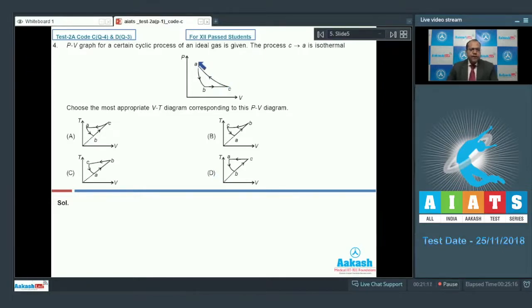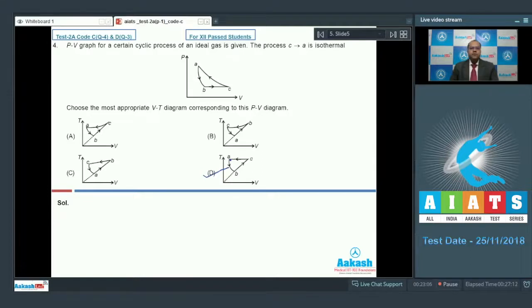Let's check the process from C to A. In the process C to A, it is isothermal. Temperature is constant and the volume is decreasing. This is correct. Here the temperature is not constant, it is also decreasing. So option A is wrong, and option D is correct till now. Then from A to B, it is some process in which pressure is decreasing and volume is increasing. So the process A to B is some polytropic process, which is specifically not clear. Here also the volume is increasing, so A to B is correct. So I can say that the most appropriate VT diagram for the given PV diagram is option D. So the correct answer for question number 4 is option D.